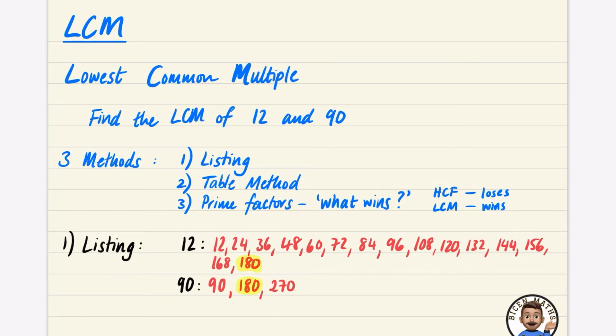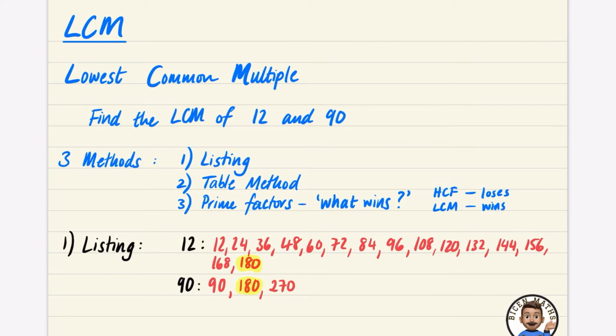If we kept going, you might want to think to yourself what the next one they would have in common would be, and actually if you did this next one here, it would be 360. Eventually this list would also get to 360 as well. However, it would not be the lowest one, and we're just looking for the lowest common multiple here. So that's the first method, listing.